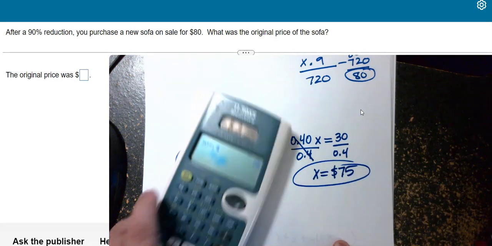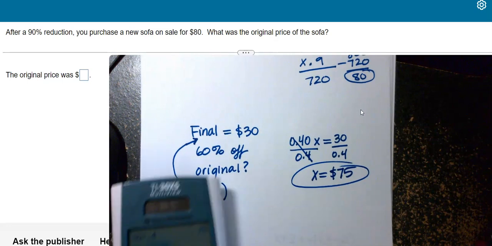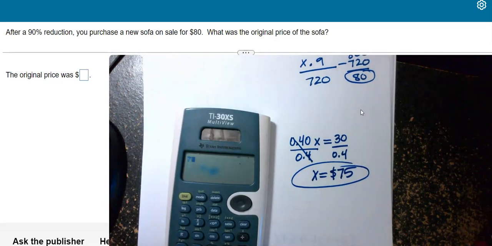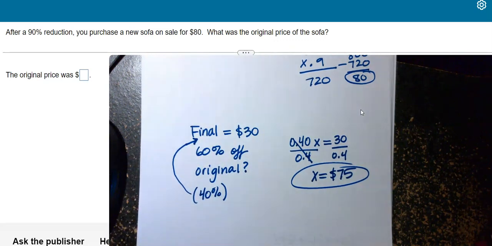I can check my work. I can do, okay, $75 minus 60% off. Well, that's $75 minus 0.6 times 75. That's the discount. And that gives me 30, so that's correct. All right, just wanted to show you that little shortcut, but you certainly don't have to use it. You can do it whatever way makes the most sense to you.